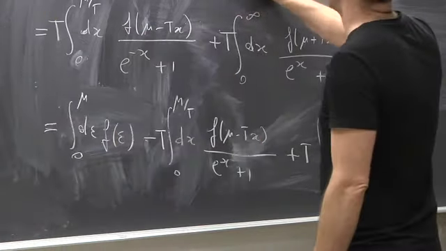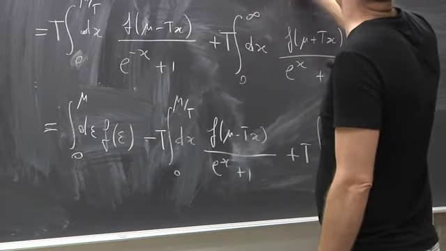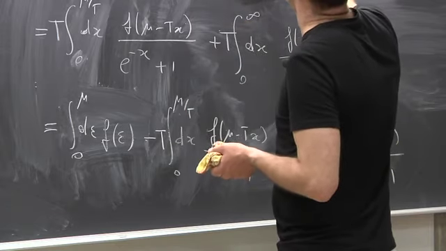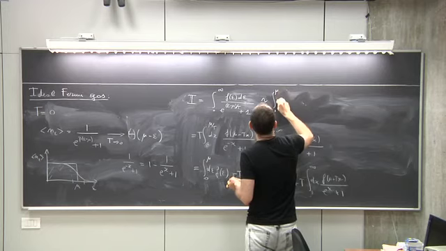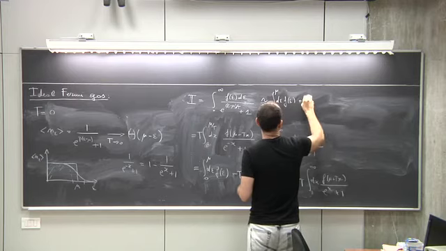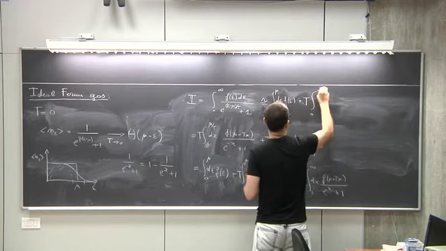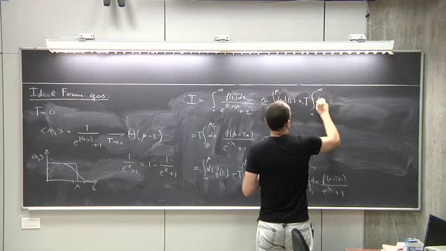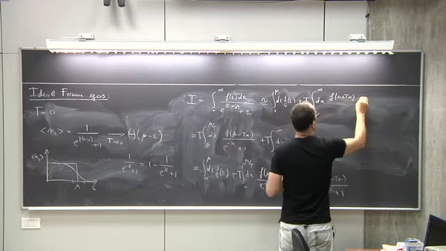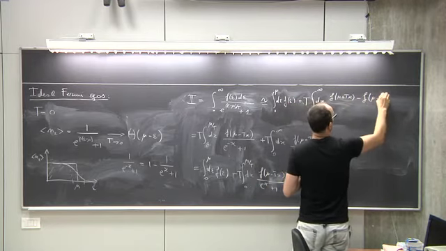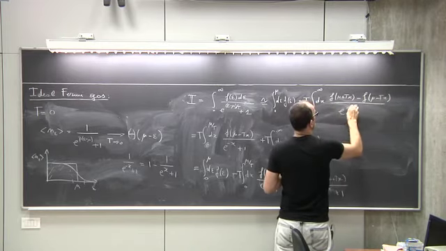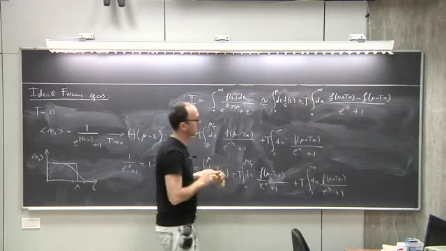So this means that I can approximate this integral by the integral from 0 to mu in d epsilon of f of epsilon plus t times the integral from 0 to infinity dx of f of mu plus tx minus f of mu minus tx divided by e to the x plus 1. Okay?